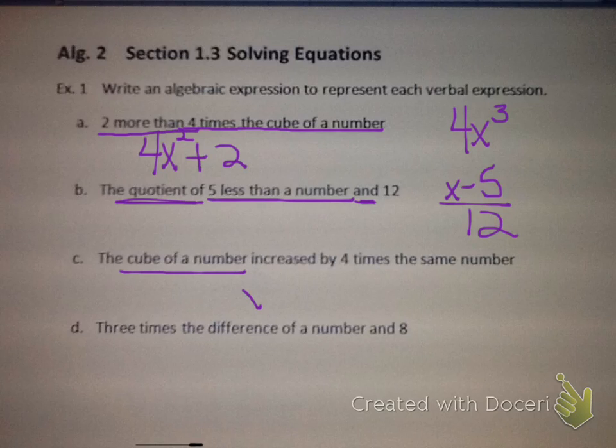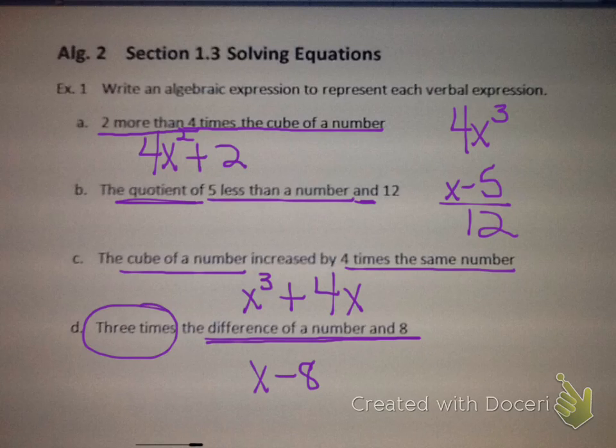Example C, the cube of a number increased by 4 times the same number. Cube of a number is x cubed. Increased means to plus. 4 times the same number, that means to use the same variable, 4x. Example D, 3 times the difference of a number and 8. The difference of a number and 8 means subtract. So x minus 8, and then we have to multiply 3 times all of that stuff. So we have to put all of that stuff in parentheses.